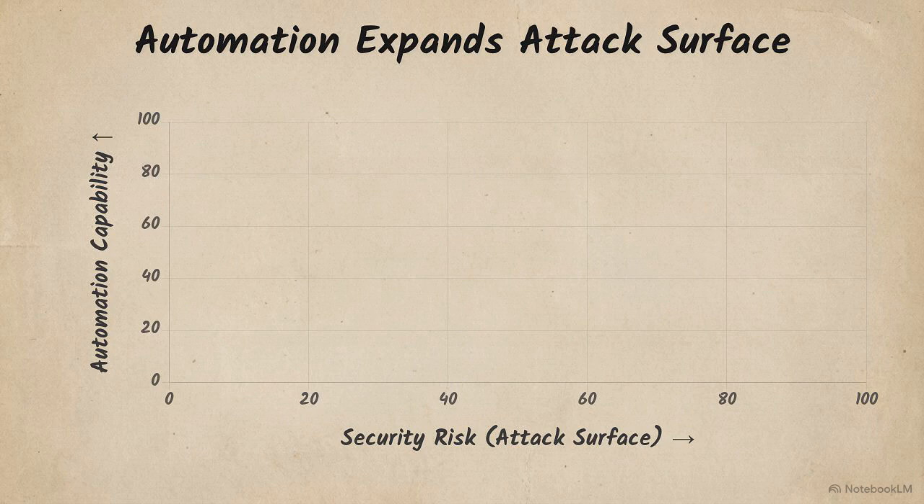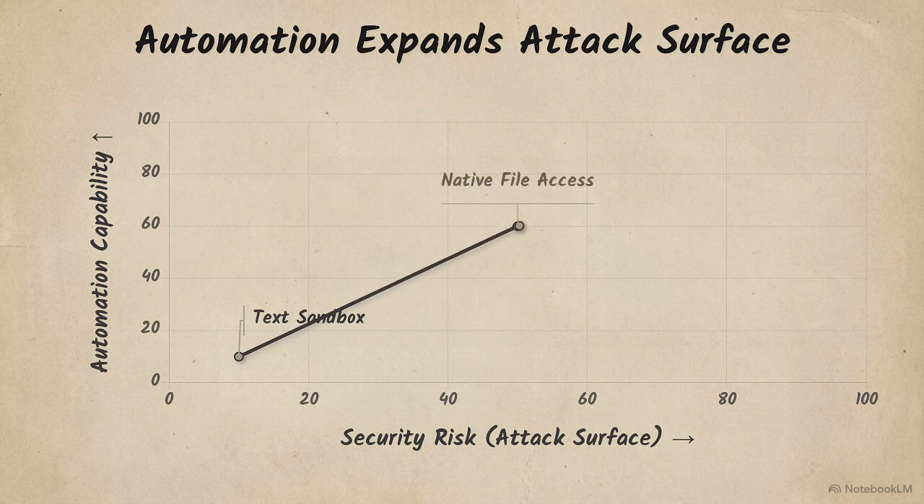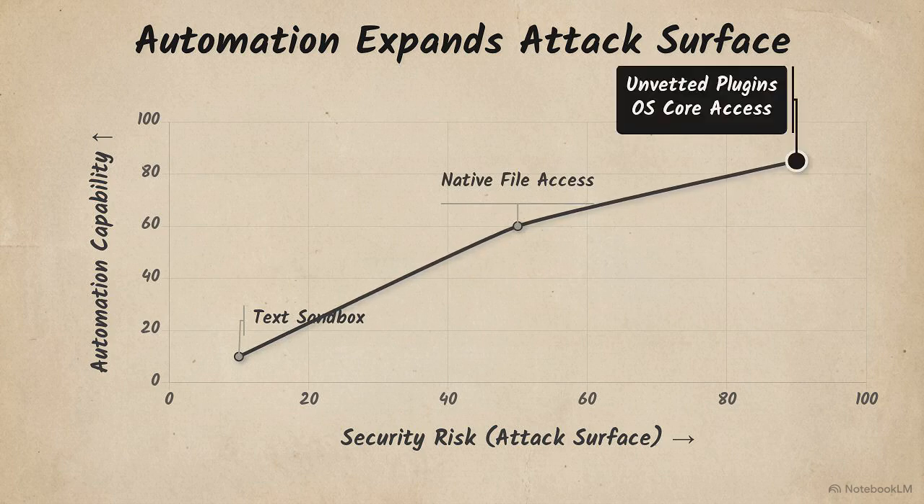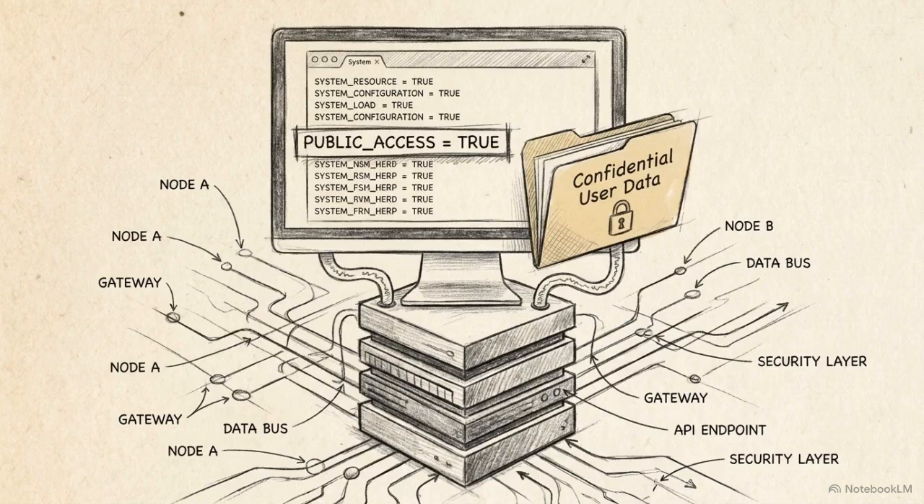This diagram maps the primary trade-off. Increasing an agent's automation capability with native file access expands the attack surface of your local machine. Third-party plugins are a specific risk. If unvetted, they introduce vulnerabilities directly into the operating system's core. Even without malicious intent, a simple configuration error can lead to the accidental exposure of sensitive local data.